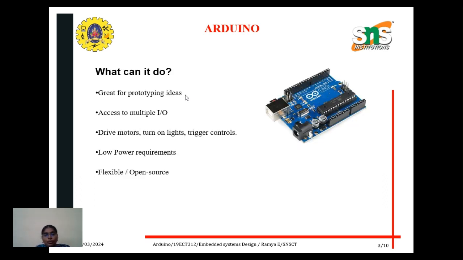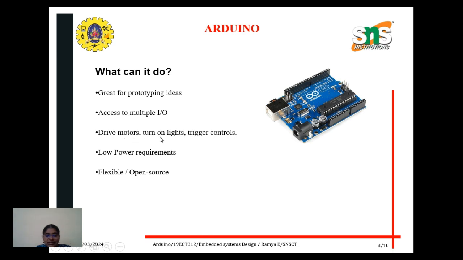So now, what can it do? In this diagram, we can see the Arduino board. By using this Arduino board, what are the things we can do? It is great for prototyping ideas. It is mainly used to make a prototype of the project. It has access to multiple inputs and outputs.